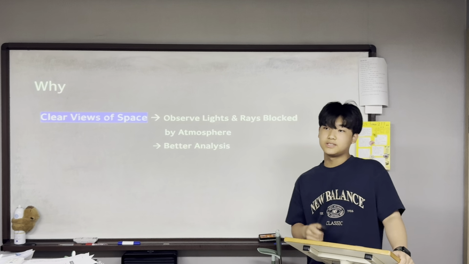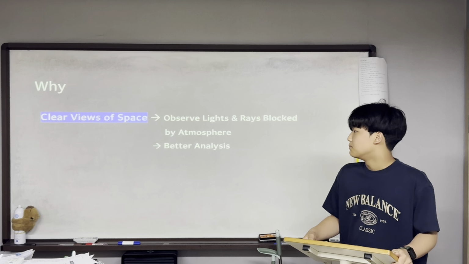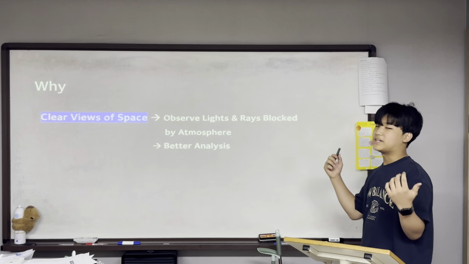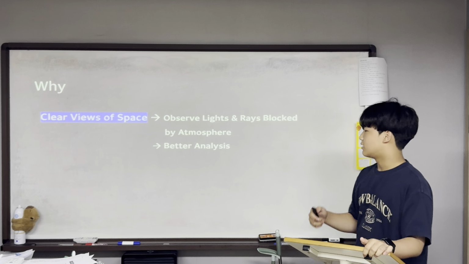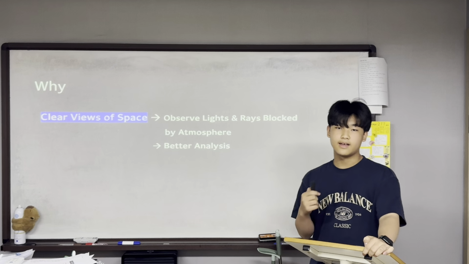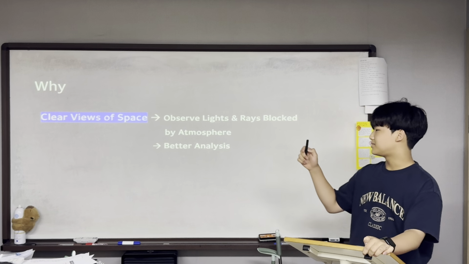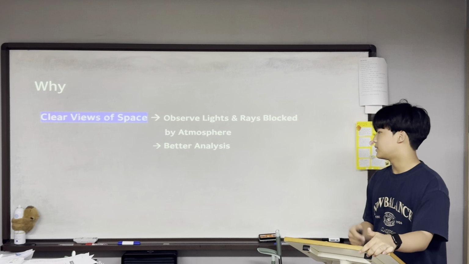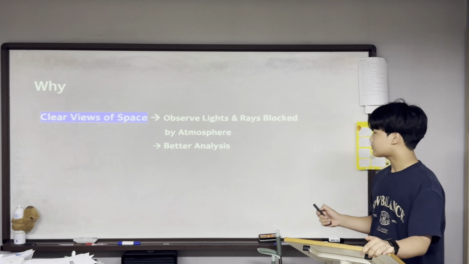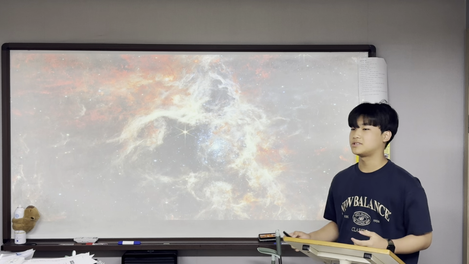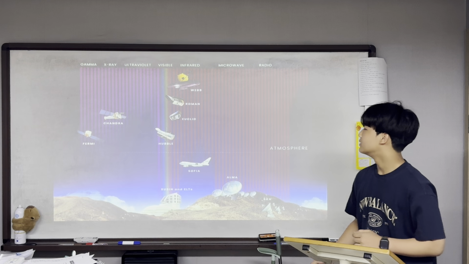Why do we send space telescopes to outer space? Because we can get clear views of space. When you see space from Earth, there's limitation of lights and rays because it's blocked by atmosphere. However, in space, you can see clearer views of space, basically leading to better analysis of space. So because there's no limitations of rays and lights, you can get this wonderful picture.